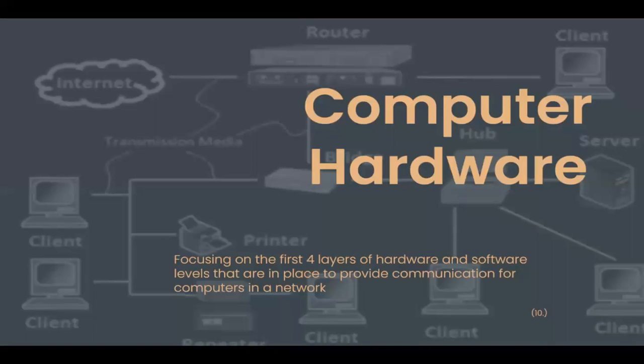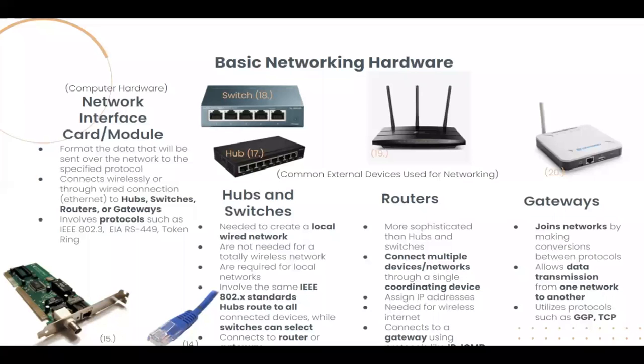Now we'll take a deeper look into the hardware of a computer. Let's focus in on the first 4 layers of hardware and software levels that are in place to provide communication for computers in a network. Going back to the basic networking hardware we briefly touched upon in a previous slide, let's begin with the network interface card/module. It formats data that will be sent over the network to the specified protocol and connects wirelessly or through a wired Ethernet connection to hubs, switches, routers, or gateways.